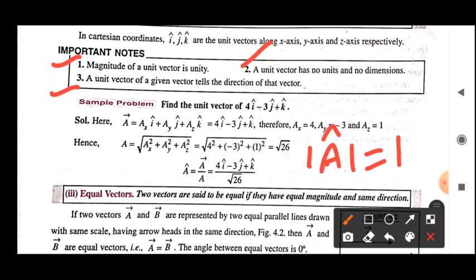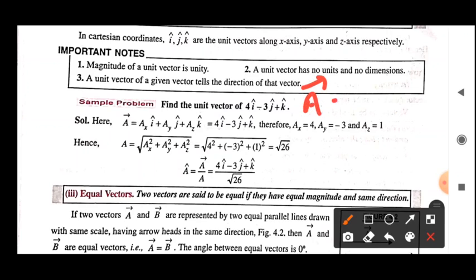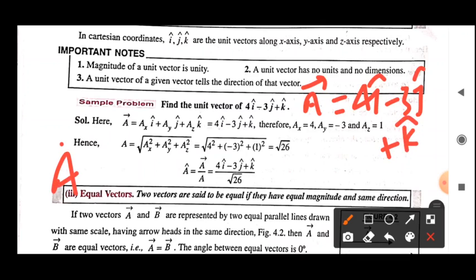Now here a sample problem is given. Let's see this problem. Find the unit vector of the vector 4i cap minus 3j cap plus k cap. So let's find it. Suppose this is vector A, and vector A is 4 i cap minus 3 j cap plus k cap. As the unit vector, A cap is defined as vector A divided by modulus of A. So what we have to find out is mod of A, because vector A is already given.